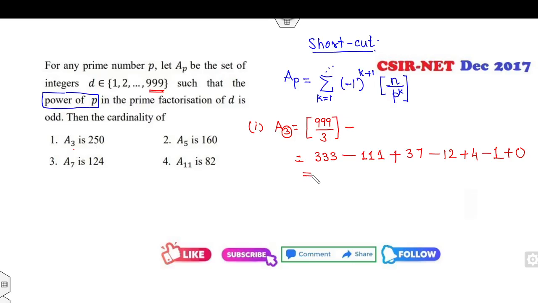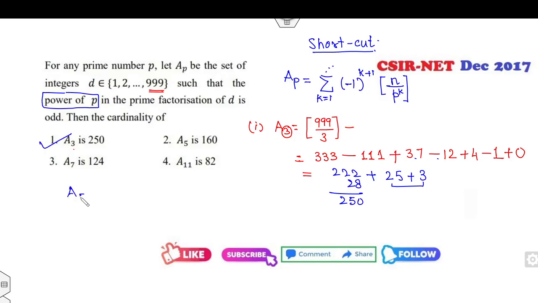Fine. Now we can see whether it's a 250 or not. It is my 222. This is my 25. This is my 3. So it's a 28. If you add them, it is my 250. Yes, this option is the correct option.